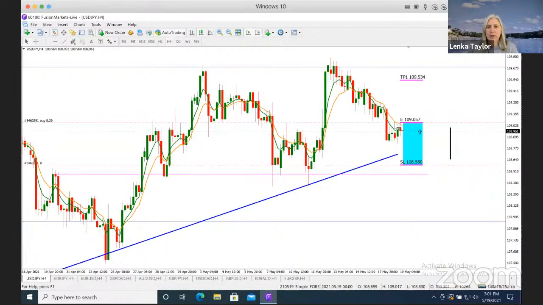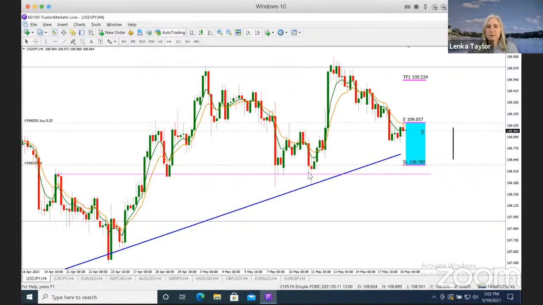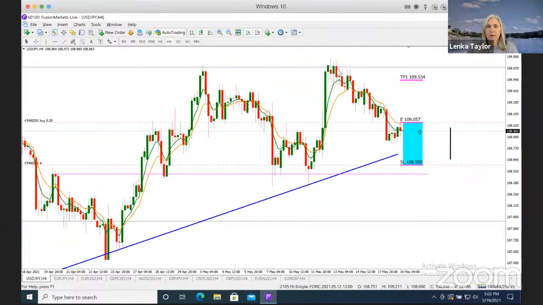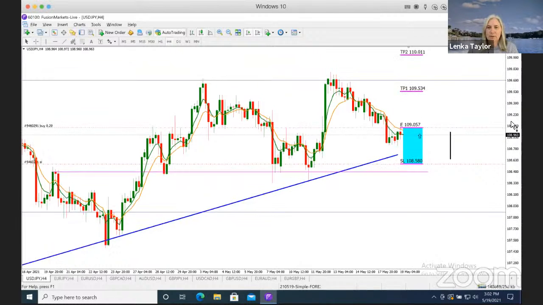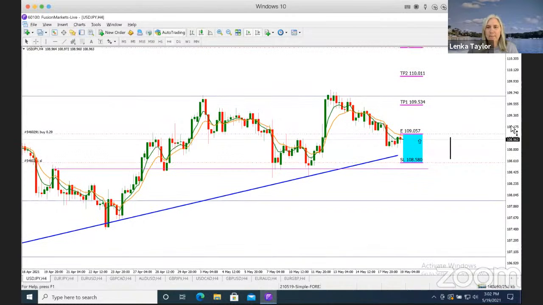On the 4-hourly, I entered a long after the bullish engulfing. We have the price going up, back down. So that's our low, going up, and then back down. Now looking for further price to go up. So that's the trade that we're in from this morning.